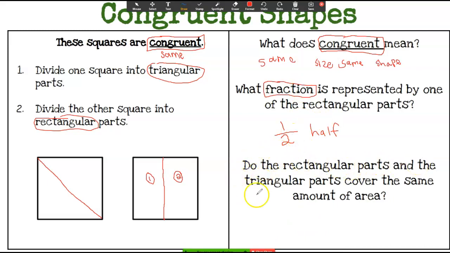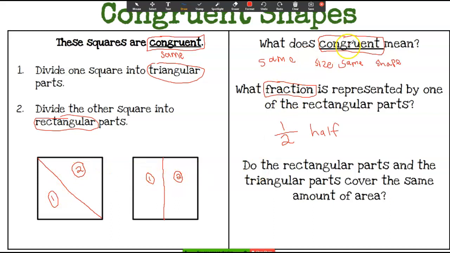Do the rectangular parts and the triangular parts cover the same amount of area? Okay, so we know that this is also one piece and two pieces. So both of these, we know these are the same size, these squares. We know they're the exact same shape. And we know we've broken them into two pieces.